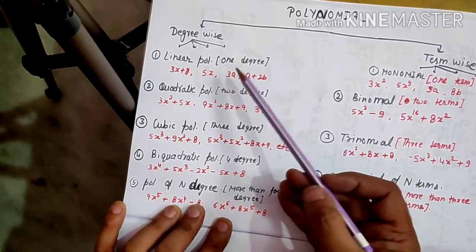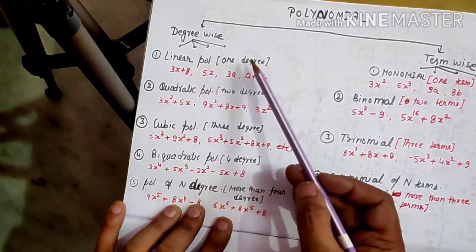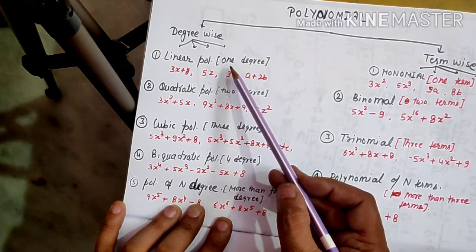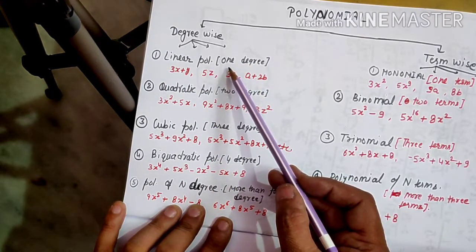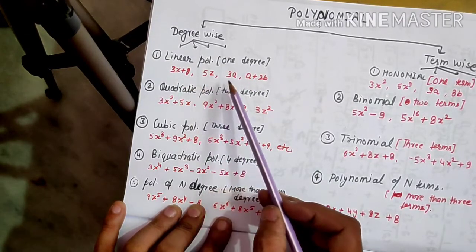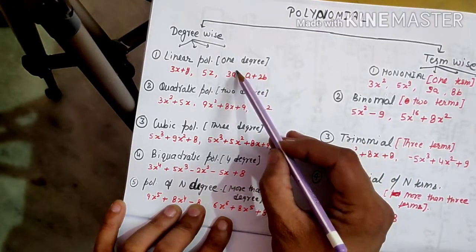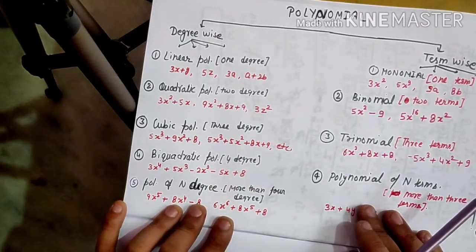The first polynomial according to the degree wise is linear polynomial. That means this polynomial having one degree only. For example, 3x plus 5, 5z, comma 3a plus 2b, all are having one degree. So these are the linear polynomial.